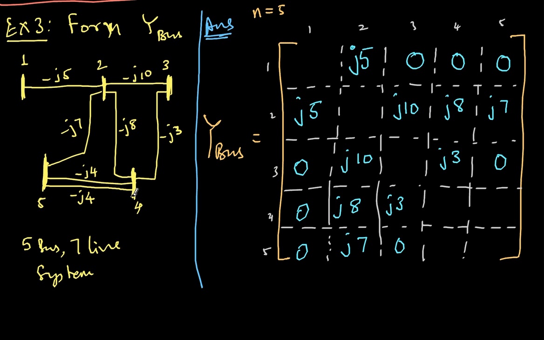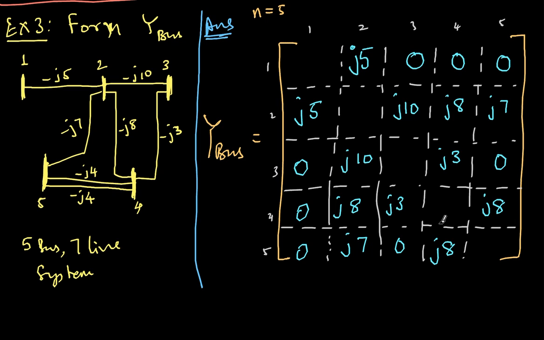Next, is 4 connected? Already you see it's taken care of. 4 is connected to 2, 4 is connected to 3. So already it is taken care of here. So J8 and J3. Now 4 is connected to 5, but there are 2 lines. So what you have to do? If there are 2 lines, the parallel impedance will be half of the impedance, whereas for admittances you can just add them. So minus J4 will become the total admittance, that is minus J8, and then again it will become J8 because the minus sign you will have to remove.